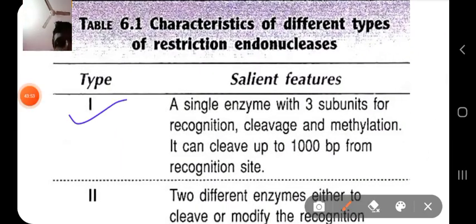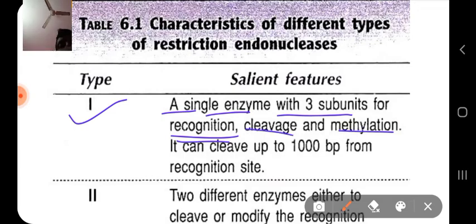In type 1 restriction enzyme, a single enzyme with 3 subunits is used for recognition. This restriction enzyme is made up of 3 subunits. They recognize the particular sequence, they do cleavage, they cut, and they methylate that site. Good thing. Where it does the cleavage, that's the main thing. It can cleave up to 1000 base pairs from the recognition site. That's a bad thing. Why?